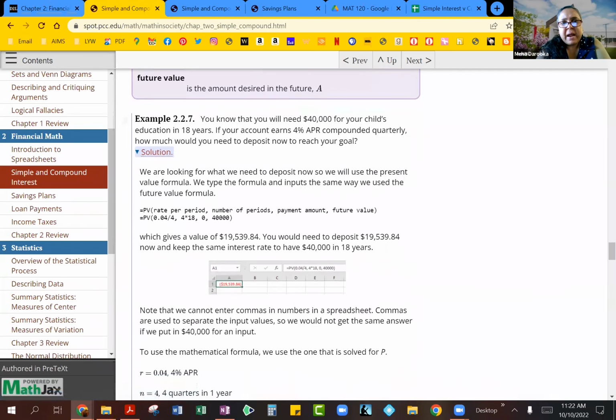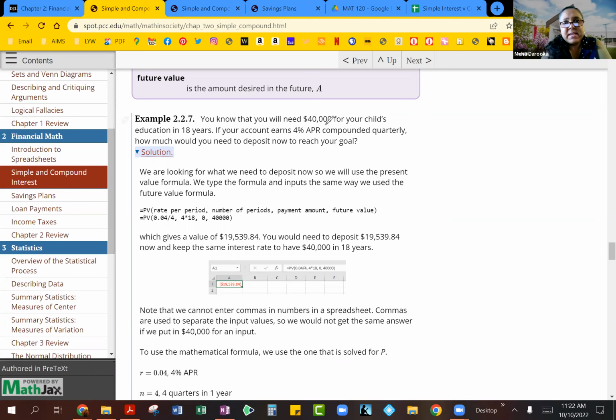So they're talking about needing 40,000 for your child's education in 18 years time. So maybe they were trying to open this account right when the child was born, and that's why they're going for 18 years here. They're saying this account will earn 4% compounded quarterly interest. So how much should we deposit today?